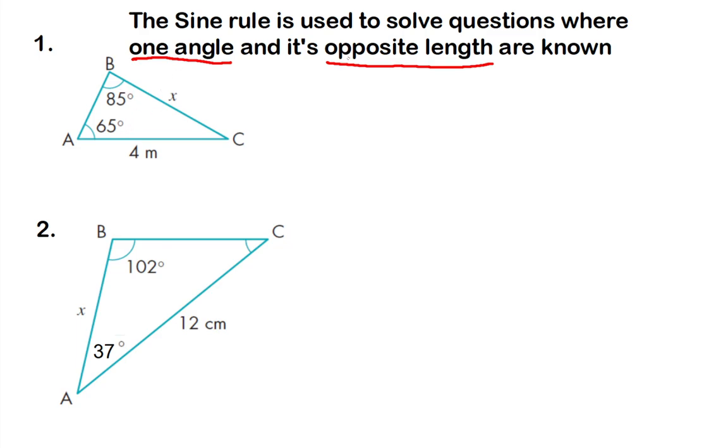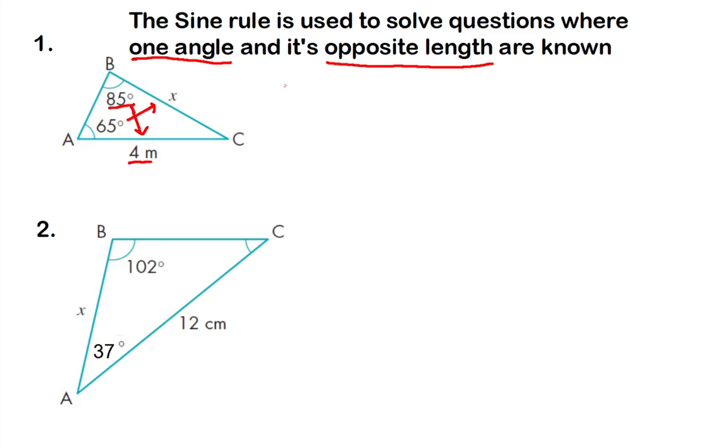Is this condition satisfied in this question? Yes, it is, because we have an 85 angle which we know, and the opposite length to that is 4. So we know an angle and an opposite length, so it's sine rule. Okay. So we're trying to find this x. Now you can see that these are all nicely paired up.